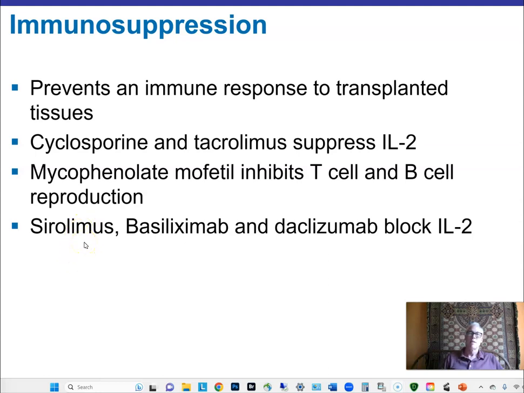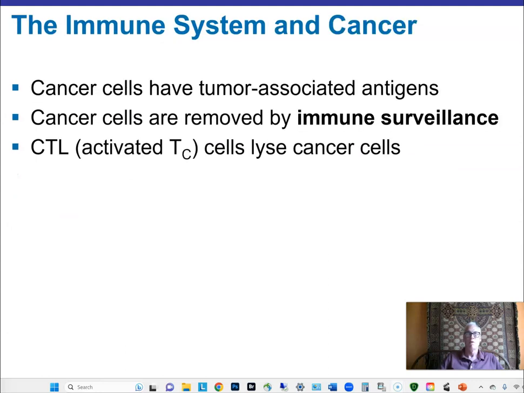Sirolimus, basiliximab, and daclizumab are drugs that block interleukin-2 at its receptor. So we're going to have the same pathway being attacked in different ways by different creative minds at different pharmaceutical companies, but ways of suppressing immune function. Also, most of the time people are given some steroidal anti-inflammatory drugs as a combination to try to keep that foreign tissue from being destroyed.